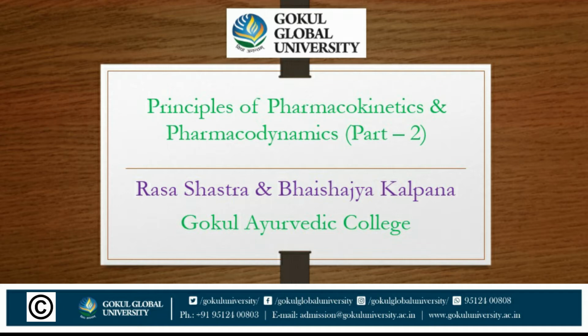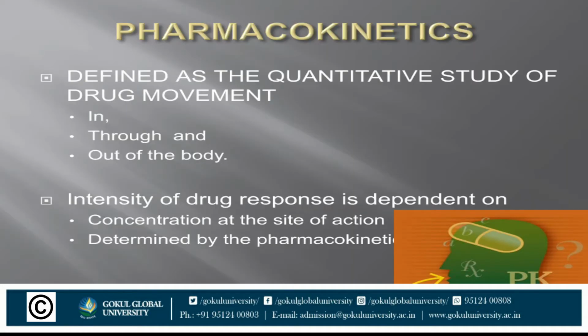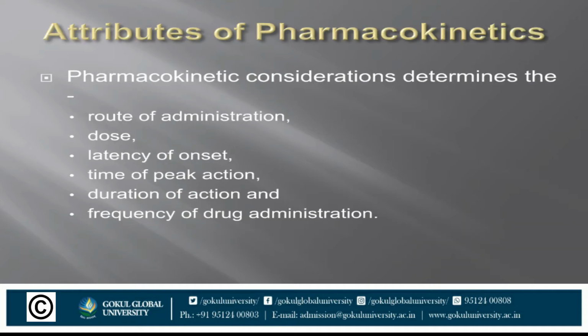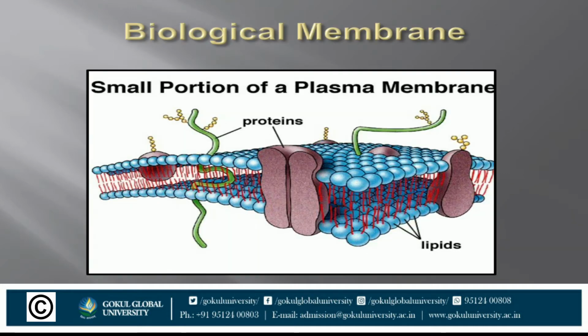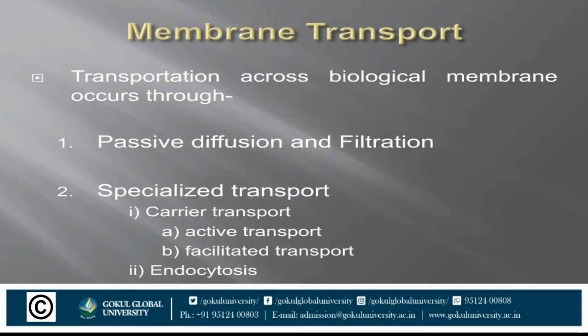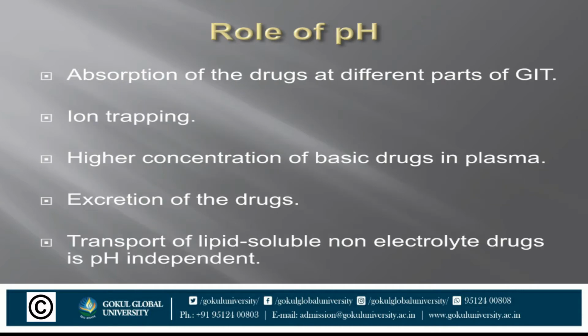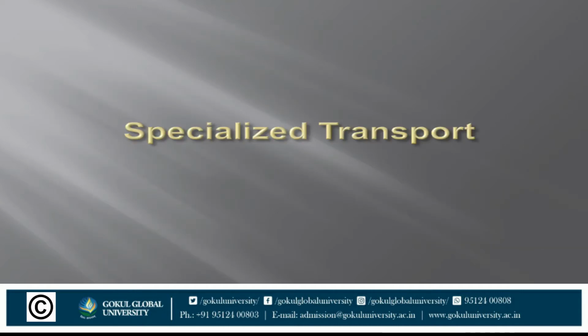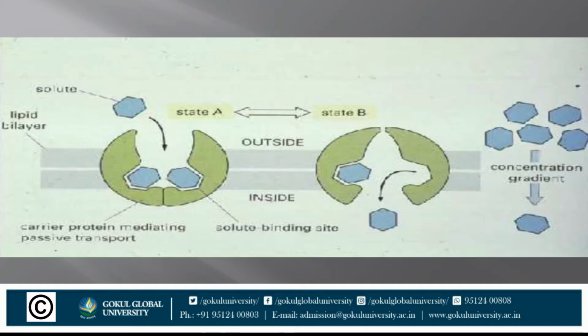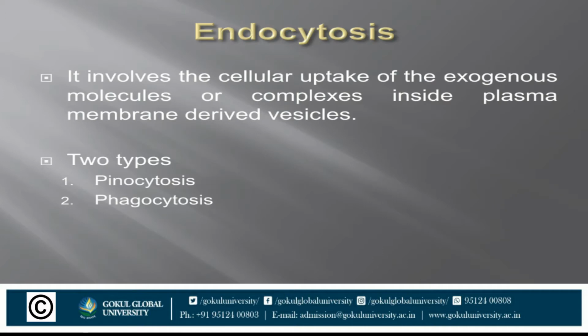Today we'll be continuing with the principles of pharmacokinetics and pharmacodynamics, part B. In the previous session, part A, we had dealt with what is pharmacology, what is pharmacokinetics and pharmacodynamics in brief, and then we were dealing with pharmacokinetics, its definition, attributes, and membrane transport: passive diffusion, role of pH, filtration, specialized transport, and under that carrier transport, and endocytosis, which includes both pinocytosis and phagocytosis.